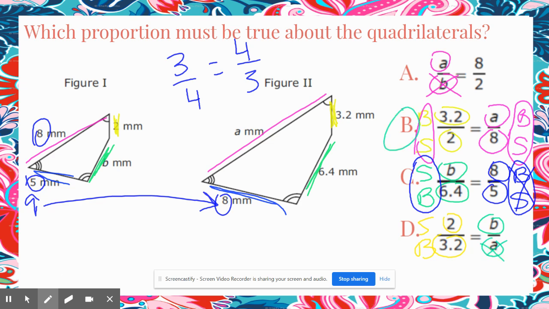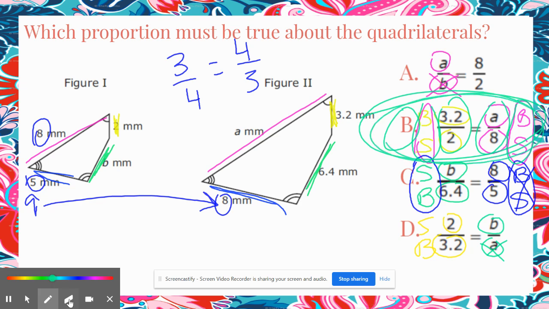So that is why our answer is B. It is not only the same colors, but I have bigger over small, bigger over small. So B is my answer. They're set up the proportion correctly.